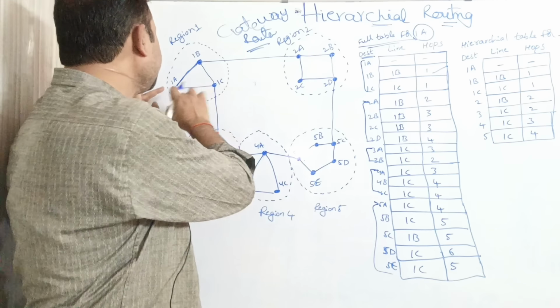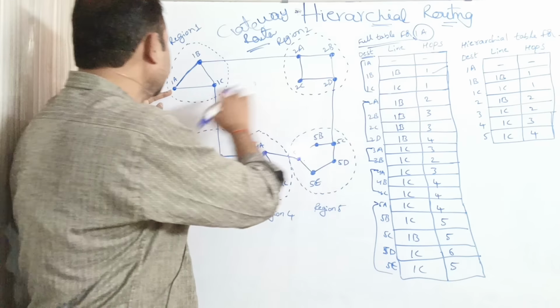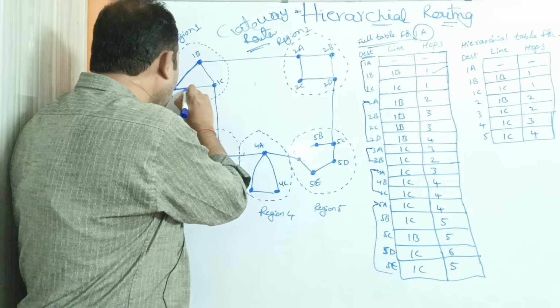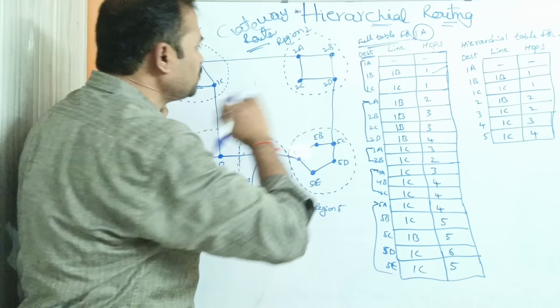Next, 1A to 1C. Directly we can transmit, so via 1C. How many hops are required? How many links are required? Only one link.